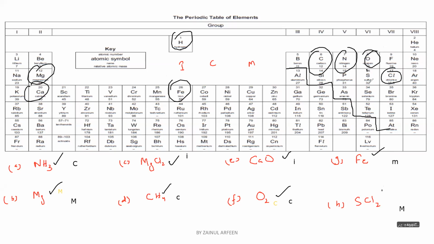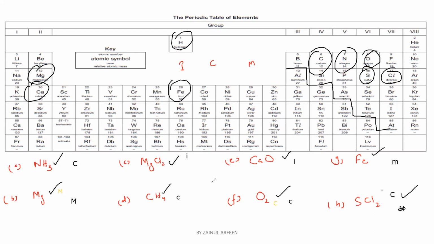Sulfur, when you check, sulfur is a non-metal. Chlorine is also on the non-metal side. So what kind of bonding will it have? Two non-metals are together, sulfur and chlorine. So when two or more non-metals are there, they will have covalent bonding.